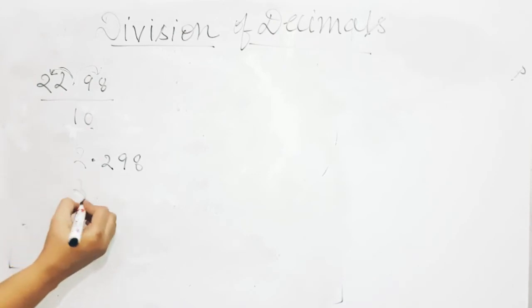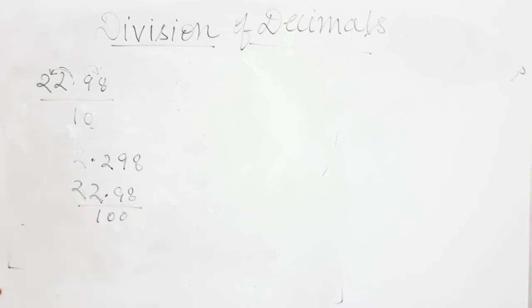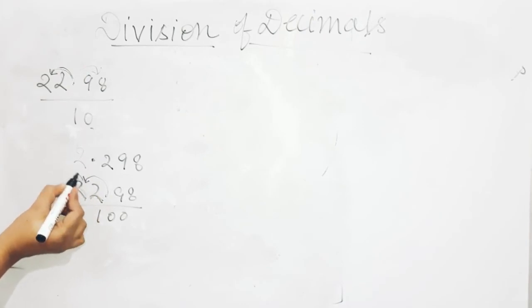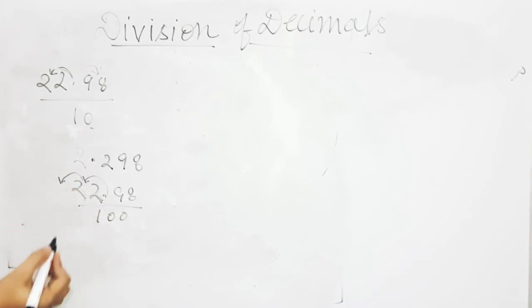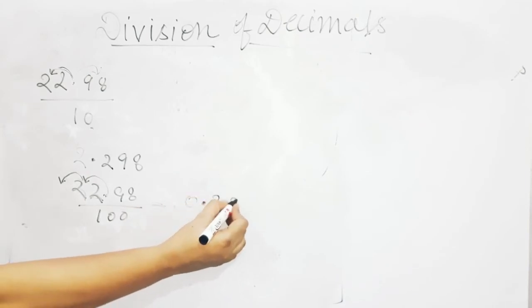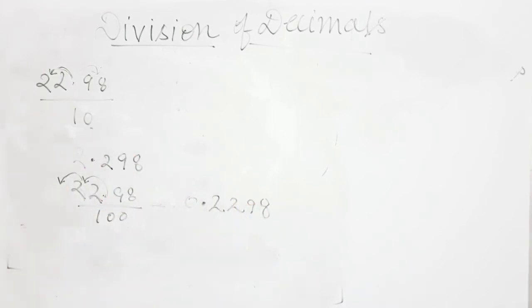Okay, so 22.98 divided by 100. Now 100 contains how many zeros? 100 contains 2 zeros. So the decimal point will be shifted to the left hand side by how many places? 2 places, 1 place and then 2 places. That means the decimal point will come over here. So it will be 0.2298. Okay students, what will it be? 0.2298.